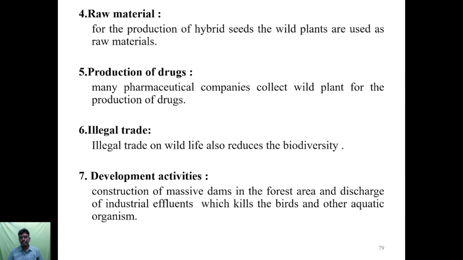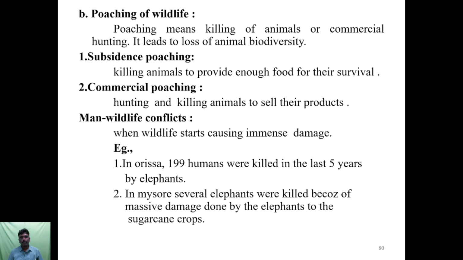Then construction of massive dams in the forest area and discharge of industrial effluents kill the birds and other aquatic organisms. Then poaching of wildlife. Poaching means killing of animals or commercial hunting. It leads to loss of animal biodiversity. Poaching is classified into two types: subsistence and commercial. Subsistence means killing animals to provide enough food for their survival. Commercial means hunting and killing animals to sell their products.